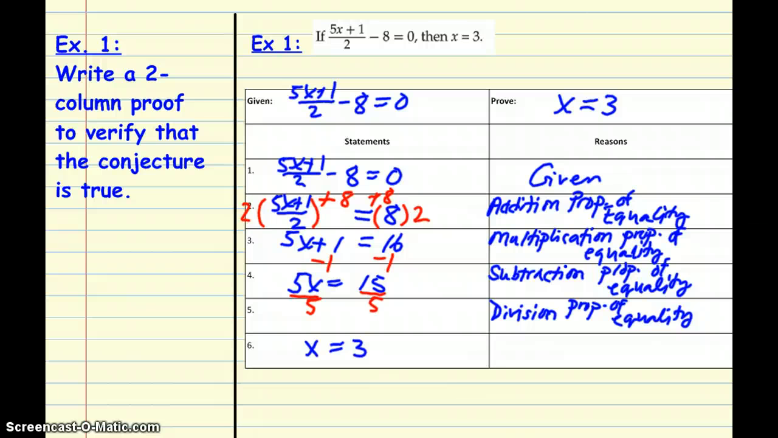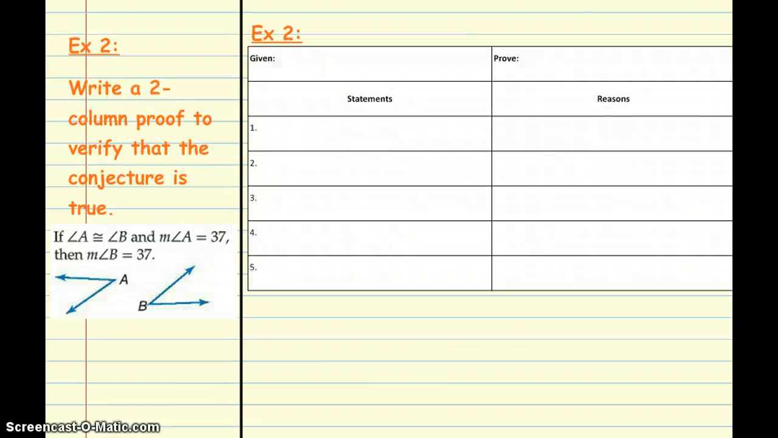So there's an algebraic one. Let's take a look now at example 2, where we do a two-column proof that proves this one geometrically. We have if angle A is congruent to angle B and the measure of angle A equals 37, then the measure of angle B is equal to 37. So what are we given? From that statement, we know two things. One, angle A is congruent to angle B, and the measure of angle A equals 37 degrees.